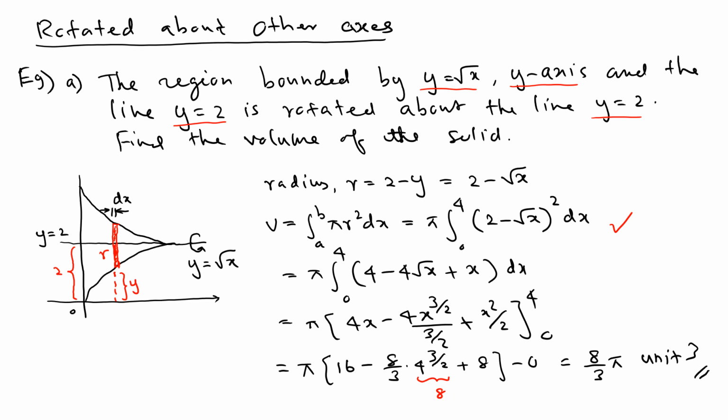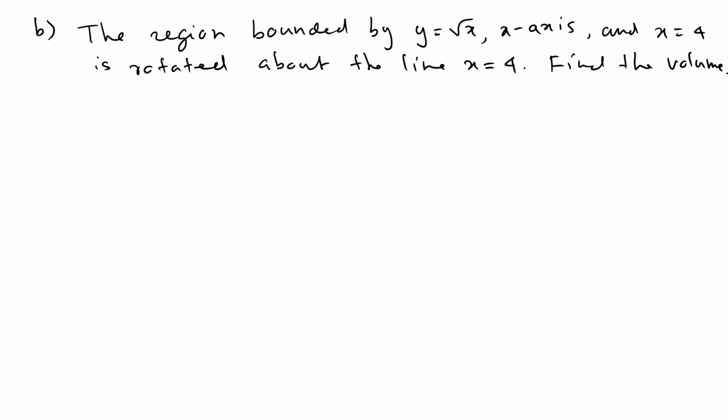Okay, so let's look at a similar region, but now let's rotate about a different axis. It's the same curve, but a slightly different region. Let me highlight the region. So this is the region we were talking about in this case. Okay, good. So let's do this one. This is a very similar problem, and I'm going to call it part B. It says the region bounded by y equals square root x, the x-axis, and the line x equals 4 is rotated about the line x equals 4.